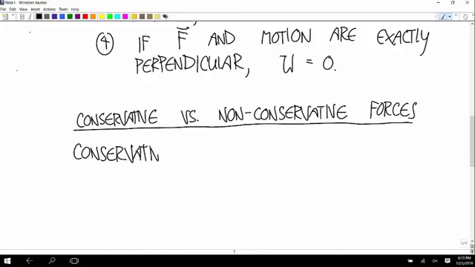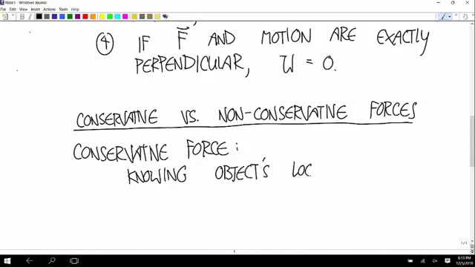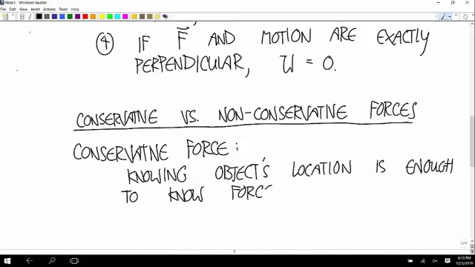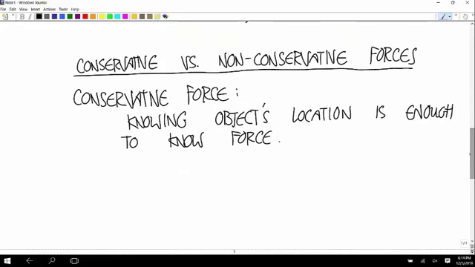So a conservative force is one where knowing the object's location is enough to know the force. We have two examples of that in this class. Anyone remember what they are? Exactly. So there's the weight force, and whether something's a conservative force or not is determined by whether its location is enough to specify the force. Weight, you don't even have to know the location. You just know that the force is mg down no matter where it is.